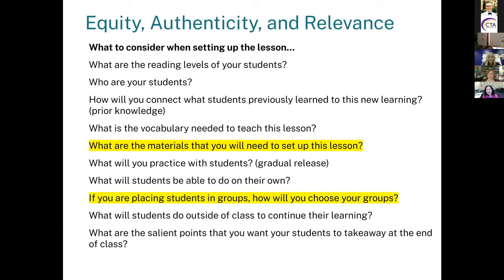And then if you decide to do whole group or small group instruction, how do you know what placement of groups to put your children in? Things to think about. And how will you continue to connect with students what they've learned once they have exited outside your classroom? For instance, are you thinking about working on a common theme with another teacher? You're doing something in math, could it somehow show up in English? Those concepts that you're learning. What are some salient points also in your closure that you want your students to take away at the end of class to demonstrate that they have met those success criteria?